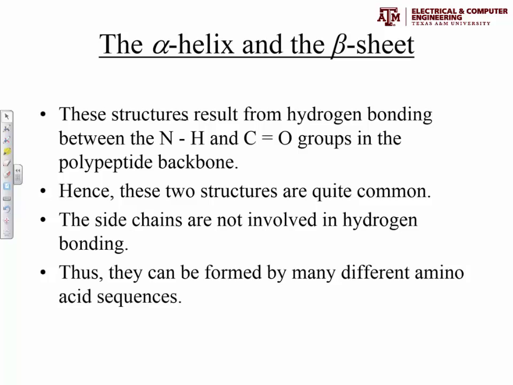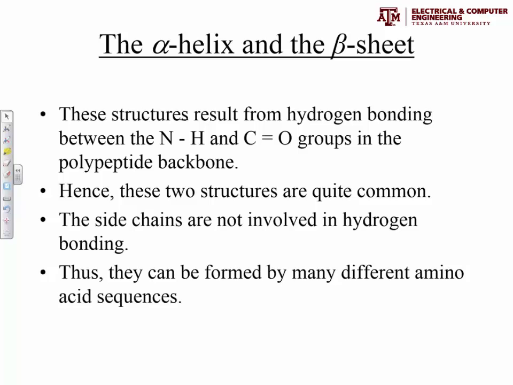And these structures result from hydrogen bonding between the NH. Remember, an amino acid has an NH2 on one side and a C double bonded with OH on the other, right? That's an amino acid. When you link two amino acids together, you create a peptide bond where you have an N bonded to an H, and you also have a C double bonded to an O.